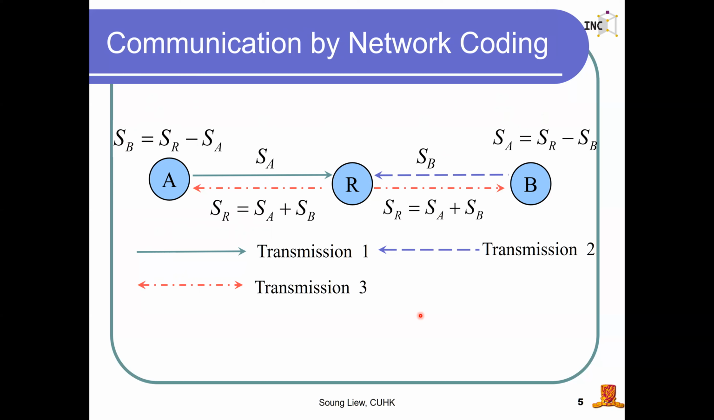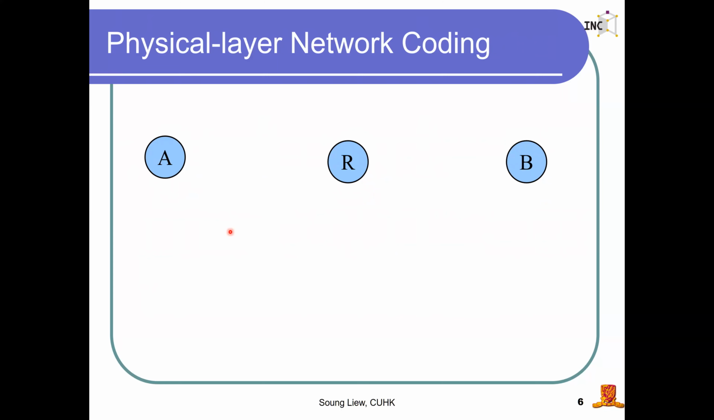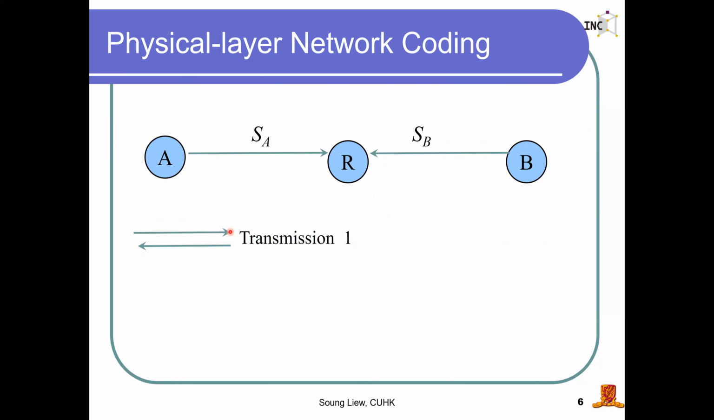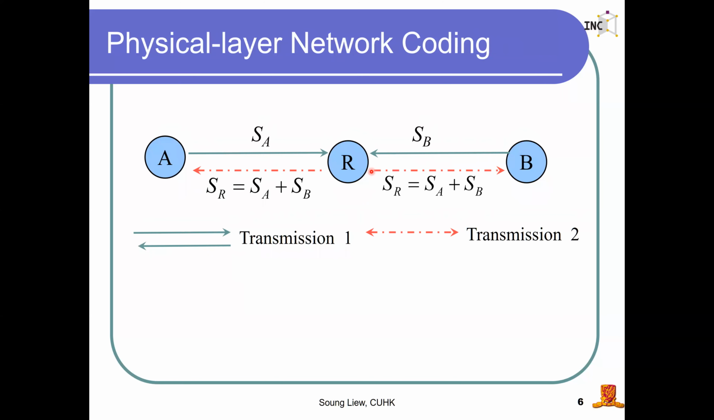But we want to aim for 2. Physical layer network coding allows you to do that. How does it do that? Well, you let A and B transmit together. If this were Wi-Fi, it would not work. But we know that when SA and SB in the form of electromagnetic waves come together, they actually add in the air over here. So if R could detect the addition, then it can do something. In particular, it can detect the addition. It just transmits the addition back in transmission 2.